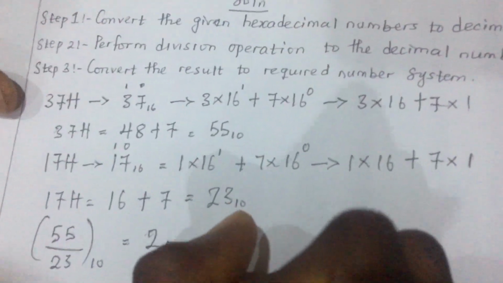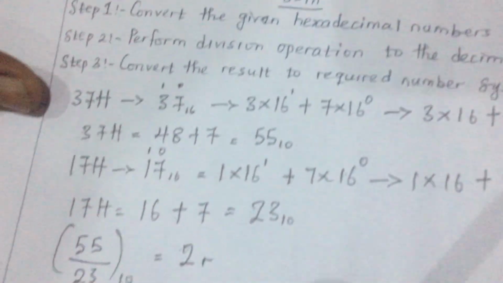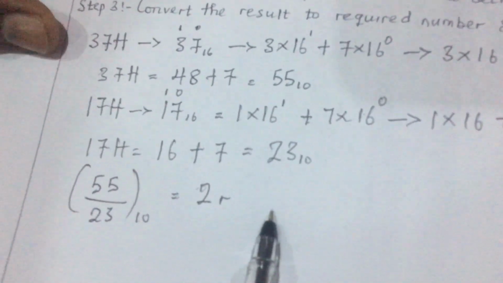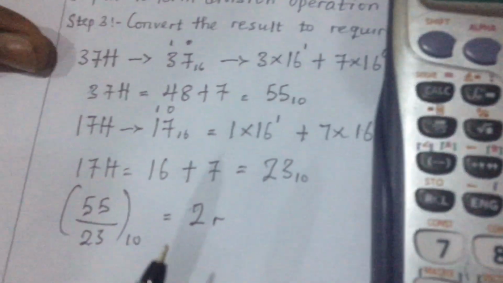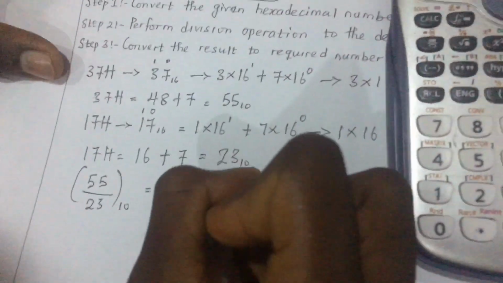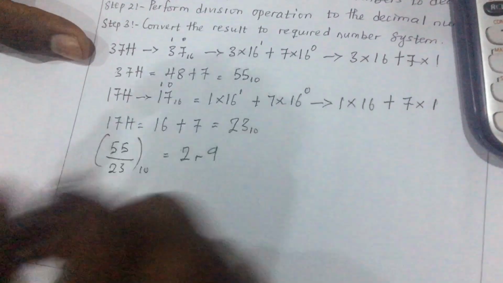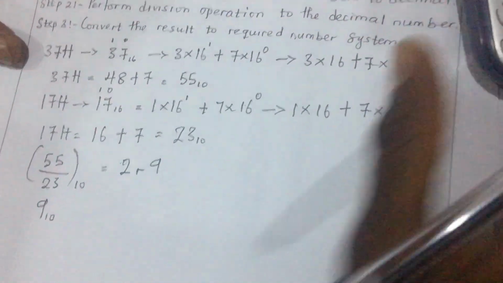Then what is our remainder? Take note, the question says that when the value 37h is divided by 17h, the remainder is. So what we are looking for is the remainder. How do we find our remainder here? We simply multiply 23 by 2, and 23 times 2 will give us 46. So we subtract 46 from 55. That's going to give us 9. So our remainder is 9. Let's take out the remainder. So we have 9 base 10, since what we are looking for is the remainder. So we succeeded with step 2.